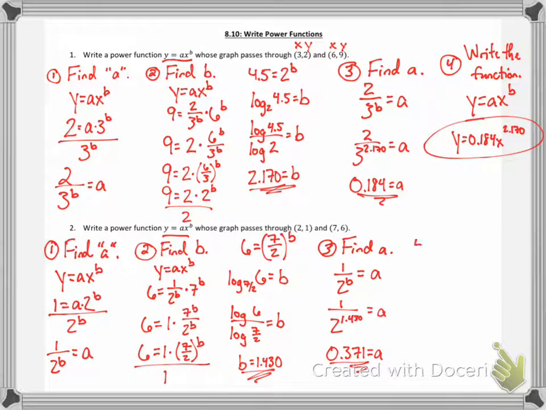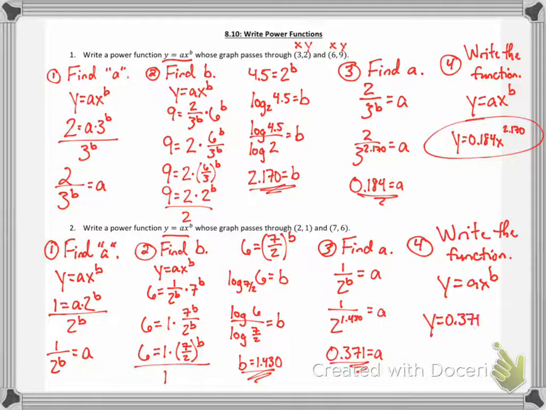Your fourth step, you've got your b, you've got your a. Now we can write the function. So again, we write it, y equals a times x to the b. Y will equal 0.371 times x to the 1.430. And that is your final function.